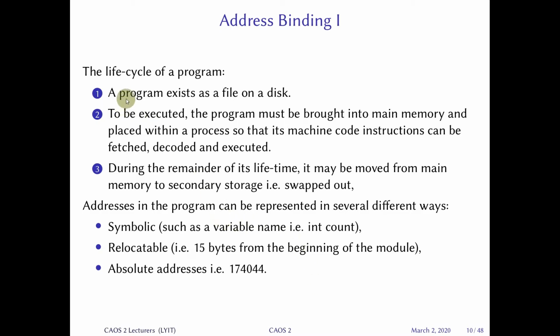We can also add a little bit about programs. One of the things that we know about programs is that they exist as a file on disk, and for them to be transformed from an executable file, they have to be loaded into main memory, and they have to be transformed so that they become a process, and when they are a process, their machine code instructions can be fetched, decoded and executed.